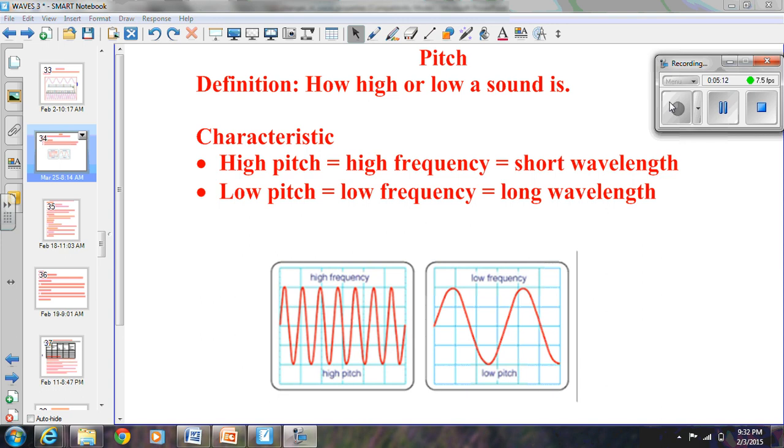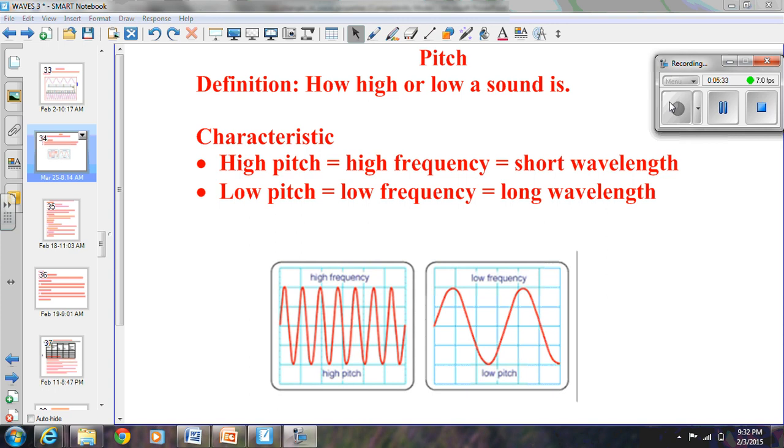Pitch is our final characteristic that we will discuss. Pitch is actually a characteristic of a sound wave, which we're going to have a separate lesson on sound a little bit later on down the road. But I want to talk about pitch now because it is mentioned in our standard. And pitch is very closely related to the wavelength as well.